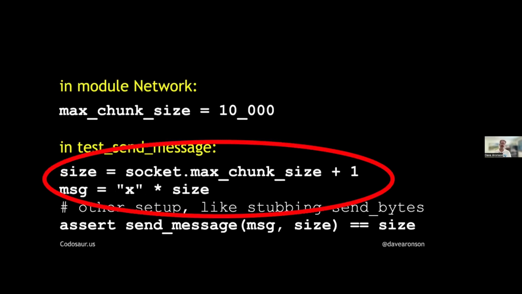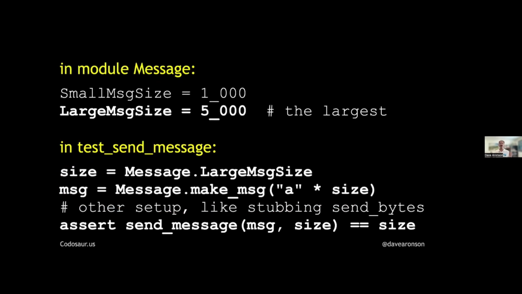But now let's take a look at another possible cause and solution. Maybe we did test with the largest permissible message out of a set of predefined messages, or at least message sizes. For instance, here we have small and large message sizes. We tested with a large, and yet this mutant survives. In other words, we're still sending the whole message in one chunk. What could possibly be wrong with that?